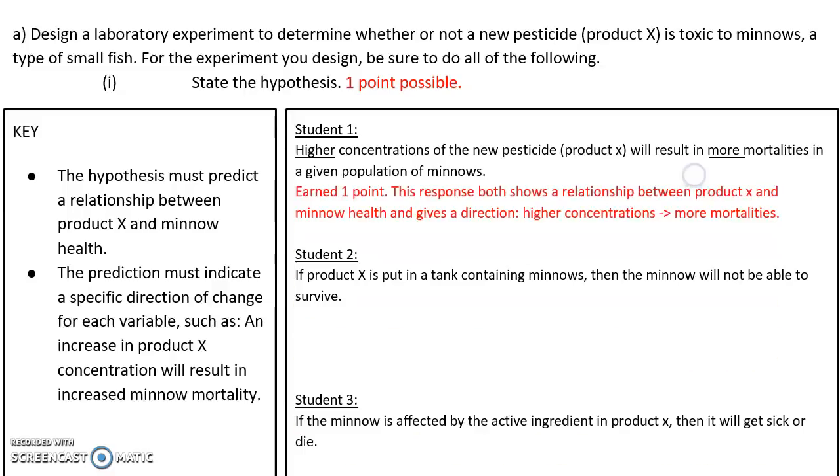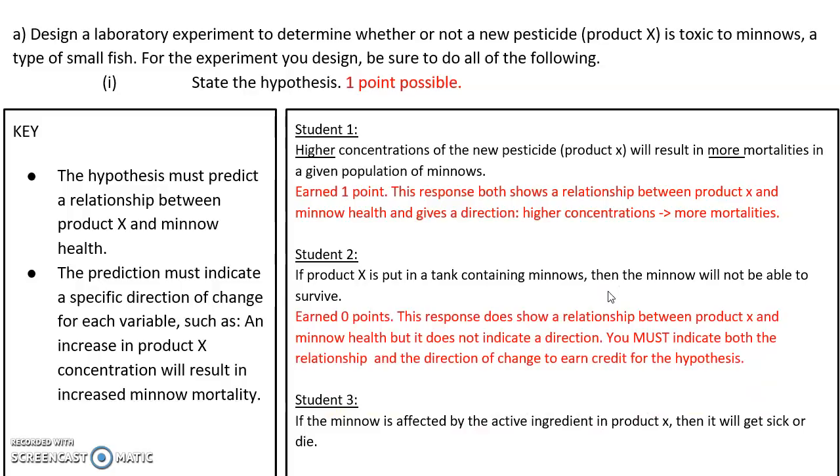So student 1 would absolutely earn a point. This response gives a relationship saying that pesticides will result in mortalities of minnows, but it also gives direction saying that higher concentrations of a pesticide will give more mortalities. So they earn a point. Now student 2, they have that beautiful if-then, right? If-then. But unfortunately, they don't earn any points because it does show the relationship that if you put it in there, then the minnows don't survive. But it doesn't indicate a direction by more or less.